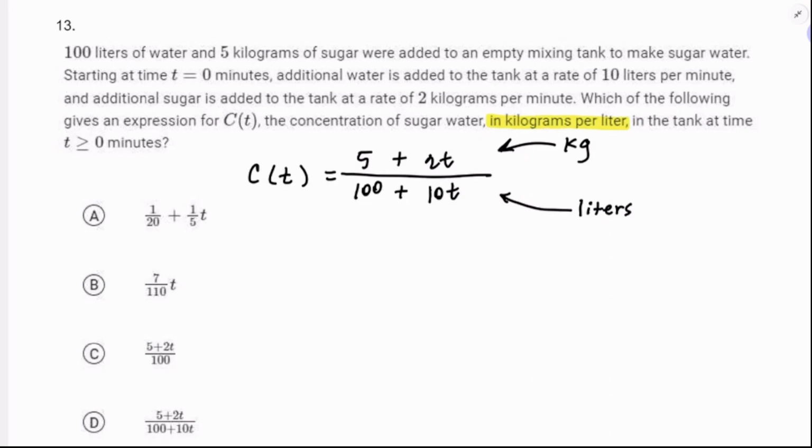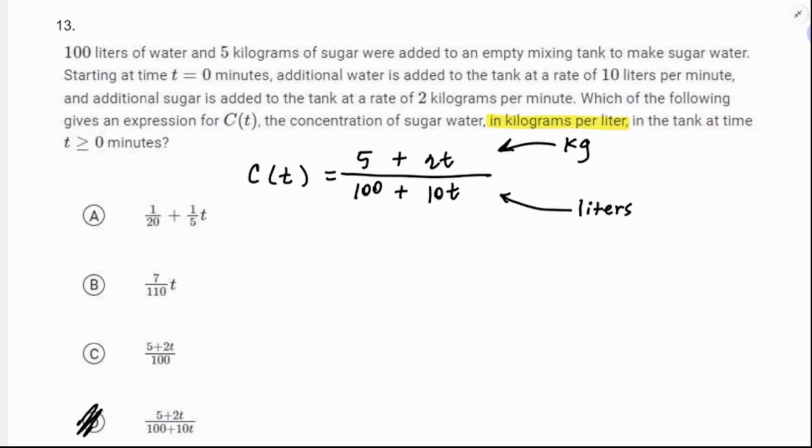5 plus 2t over 100 plus 10t. I'm thinking about this, and that seems more like it, because the numerator gives the total amount of kilograms at time t. The denominator gives the total amount of liters at time t. And that's how we get the concentration, by dividing the total amount of kilograms by the total amount of liters.